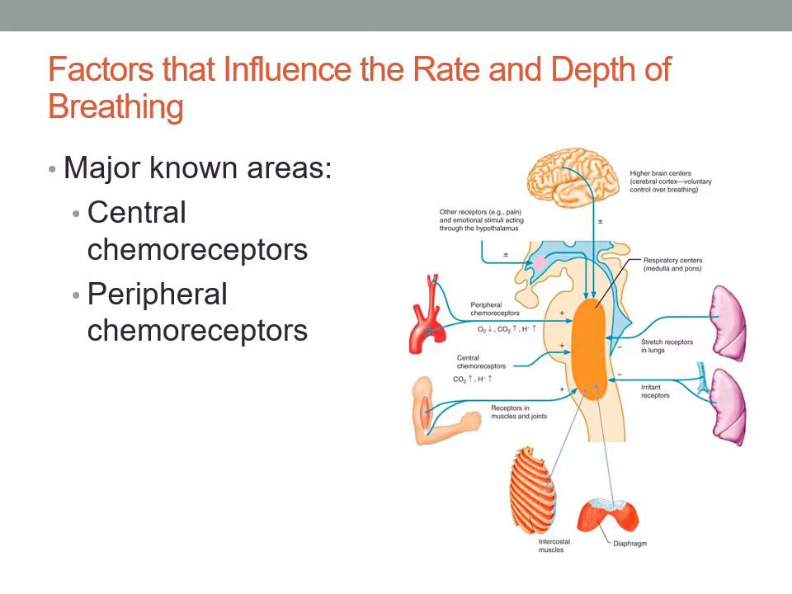Multiple factors influence the rate and depth of breathing. However, two of the most important ones are the central chemoreceptors and the peripheral chemoreceptors.